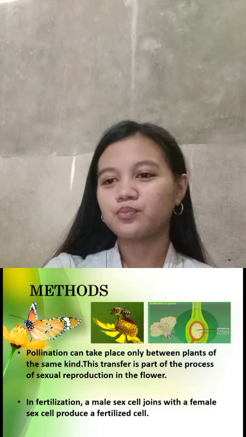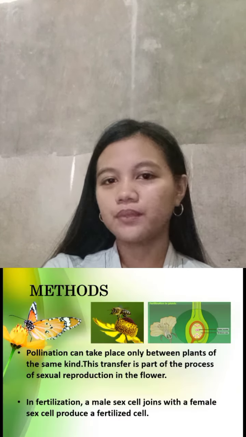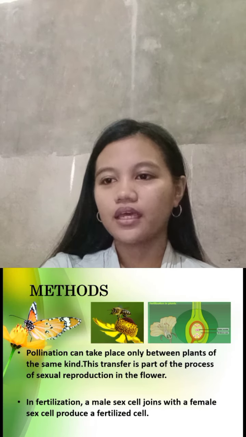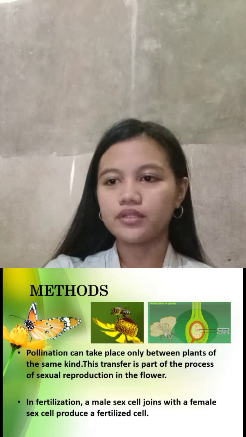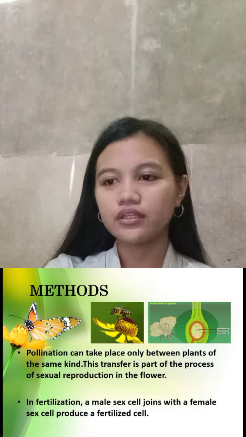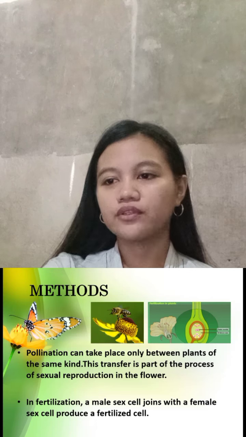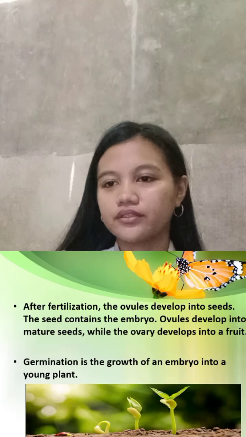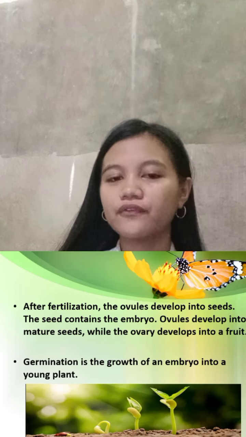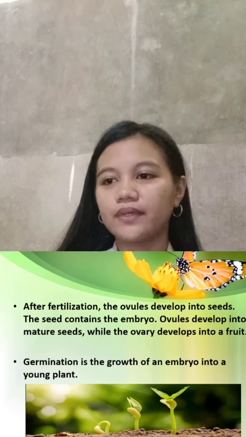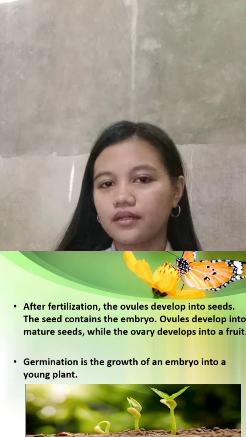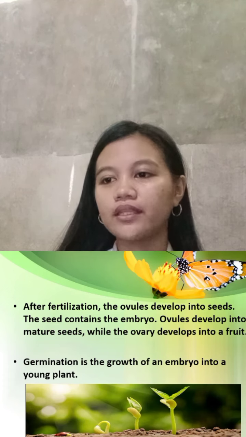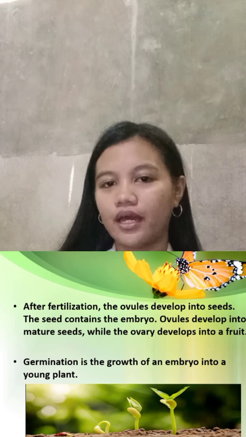The first method is pollination, wherein it can take place only between plants of the same kind, and it is transferred with the process of sexual reproduction in the flowers. And when we say fertilization, a male sex cell joins with the female sex cell to produce a fertilized cell. Third is the ovulation, wherein after the fertilization, the ovules develop into seeds, and those seeds contain the embryo. And lastly, the germination. It is the growth of the embryo into a new plant or young plant.